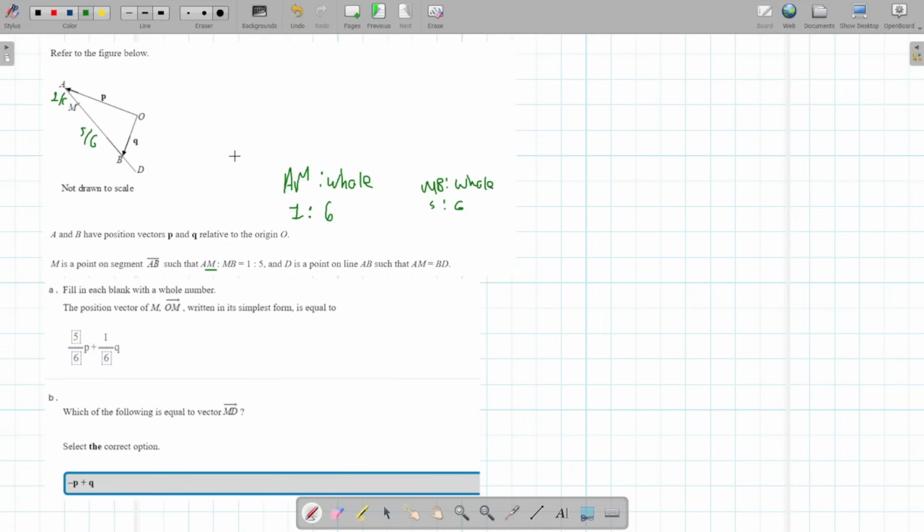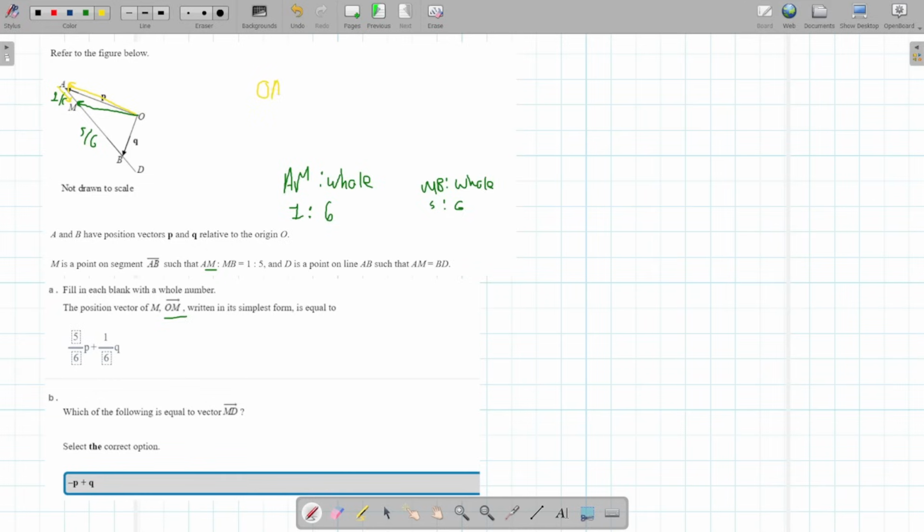AM equals BD, whatever. The position of vector M, OM. They want OM. Let me have a look here. OM is this. To find it, we need to take the alternative path, right? So from O to A, and then A to M.